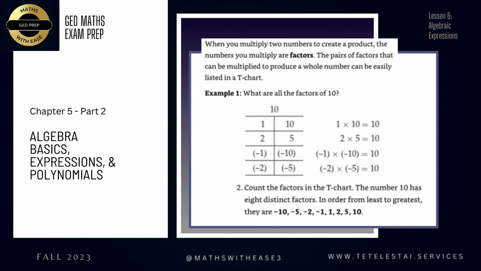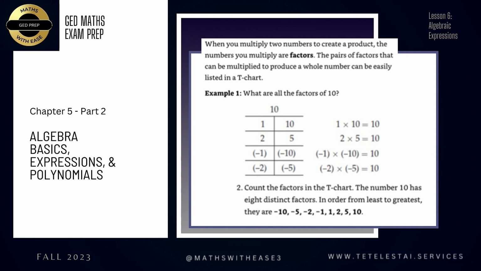So then you just simply count the number of factors that you have in a T-chart. In this case, it's 1, 2, -1, and -2. 10, 5, -10, and -5 are all factors, right? Because if we divided -5 into 10, we would get -2. If we divided -10 into 10, we would get -1. 5 into 10 is 2. 10 into 10 is 1, right? So you count all your factors, 1, 2, 3, 4, 5, 6, 7, 8. We have 8 factors in total. In order from least to greatest is -10, -5, -2, -1, 1, 2, 5, and 10.